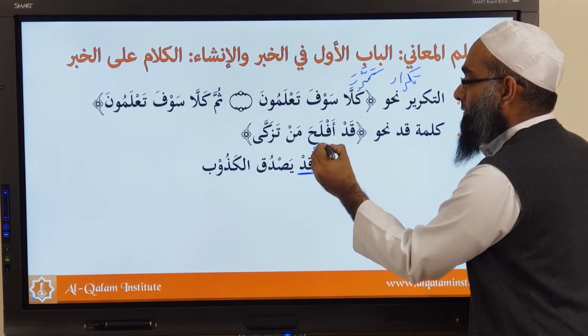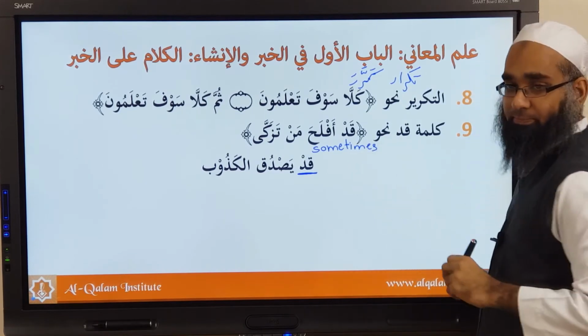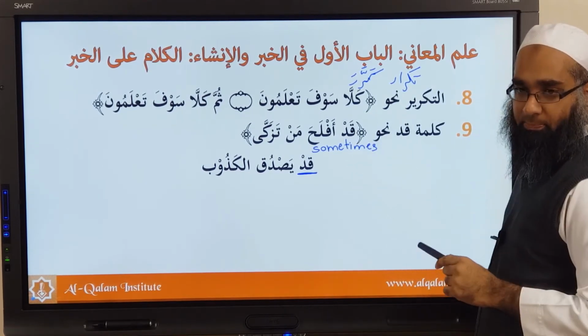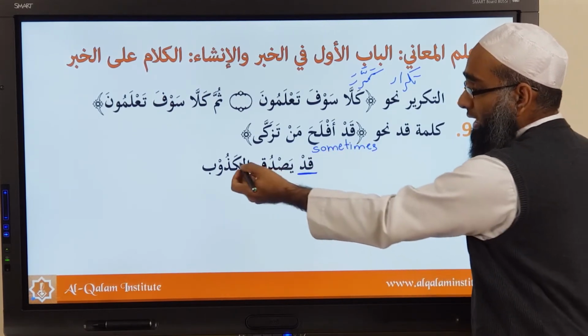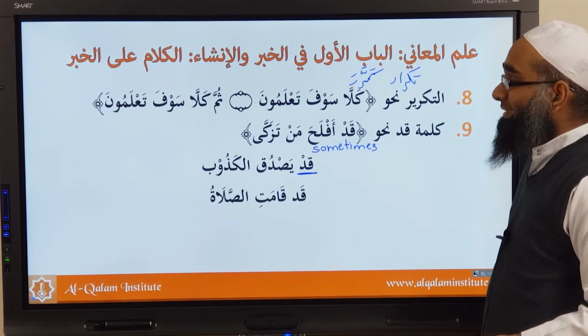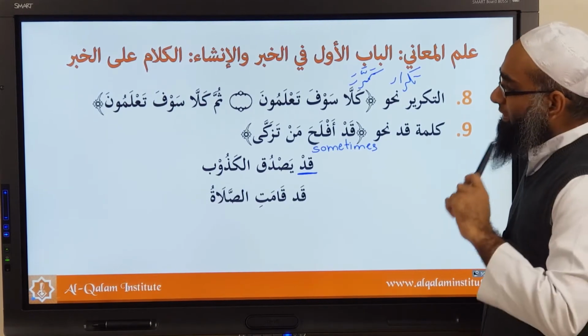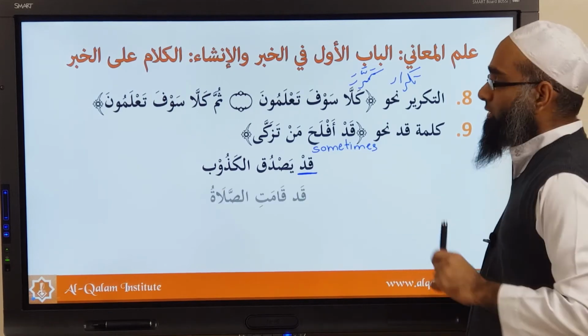One meaning is sometimes. No emphasis here. When it comes to mazi, it's always emphasis. When it comes to mudhari, it can have both. For example, the word here, yasduqul kadhub. So, qad yasduqul kadhub. What does that mean? Sometimes a liar speaks the truth. So this means here sometimes. So sometimes a liar speaks the truth.